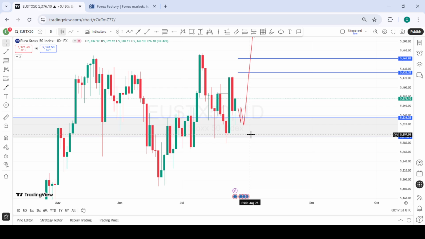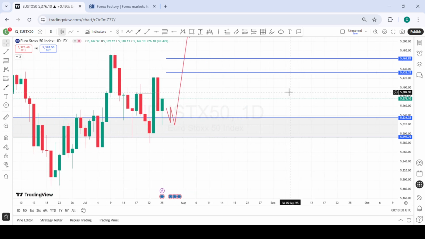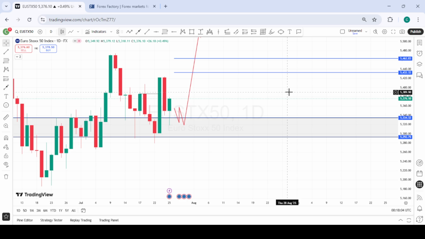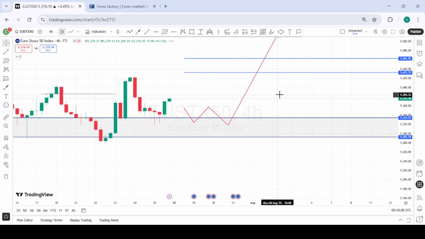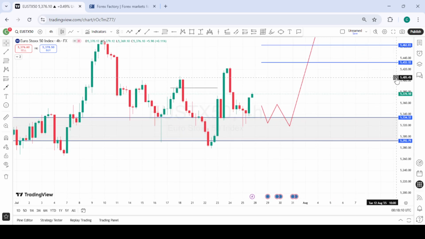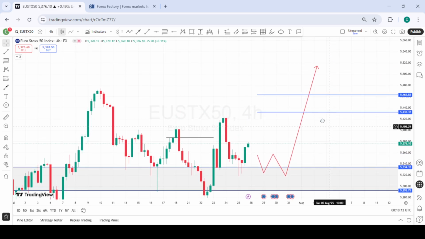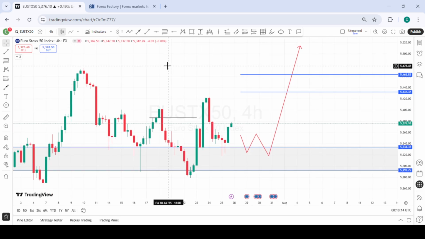Then we have Eurostoxx 50. It's not a very common index that's traded by people, but it's currently giving us a very nice formation. So let's look at it. Eurostoxx is giving us, should I say, an inverted head and shoulders, or let's say a Gartley pattern.